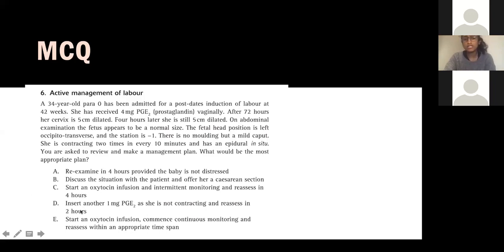And why would we not do D? Why wouldn't we give her another prostaglandin? Because she's had 4 milligrams already. Why wouldn't we give her another one?